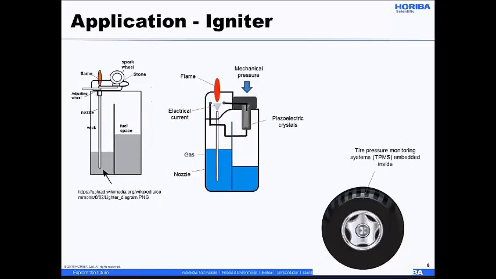So the igniter is another application that uses the piezoelectric crystal. How it works: think of the one that doesn't use the spark wheel, the one that just uses the button. When you press the button, it presses the piezoelectric crystal, and that generates electricity, and that electricity is used to create flame for an igniter.